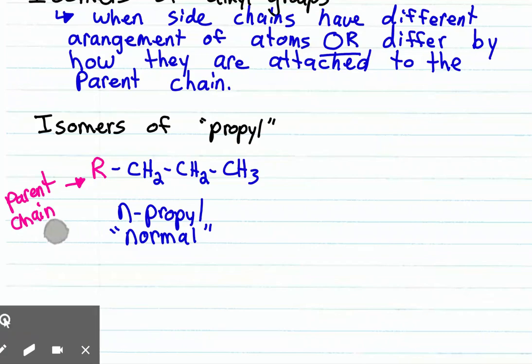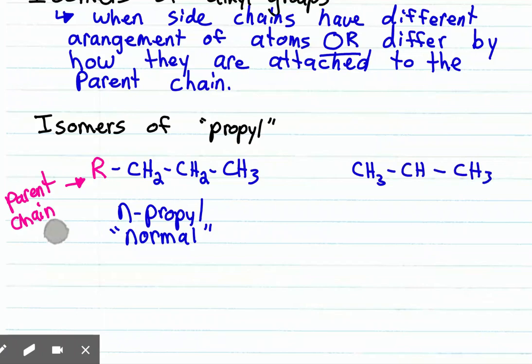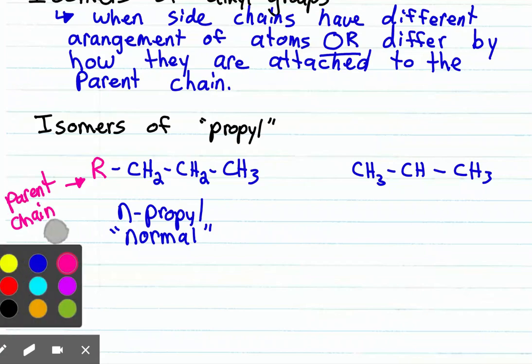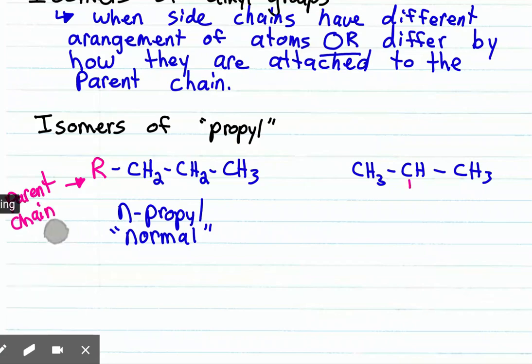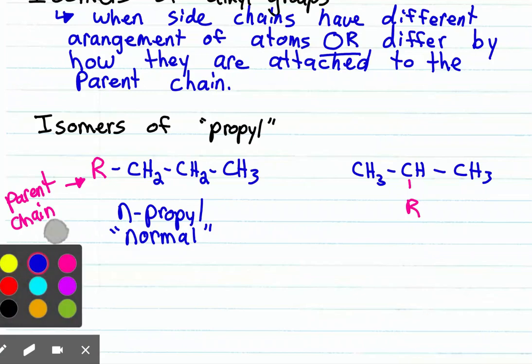All right, the other form of an isomer of the propyl group is when we have our three chains. It's still a propyl side chain, but this time it is bonded to the parent chain on the middle carbon. And when we see that, this is called isopropyl.